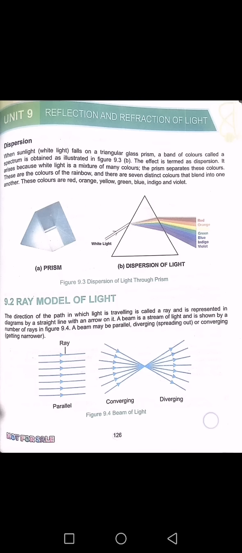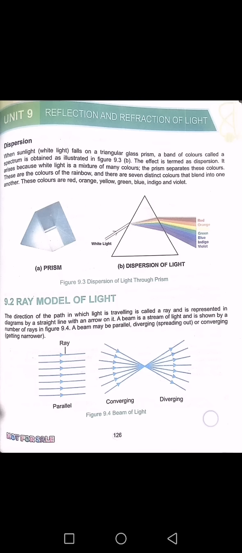When sunlight, white light, falls on a triangular glass prism, a band of colors called a spectrum is obtained, as illustrated in figure 9.3b. The effect is termed as dispersion. It arises because white light is a mixture of many colors. The prism separates these colors. These are the colors of the rainbow, and there are 7 distinct colors that blend into another. These colors are red, orange, yellow, green, blue, indigo, and violet.